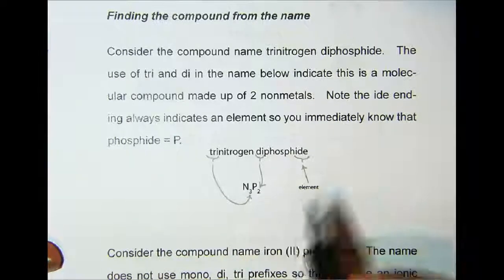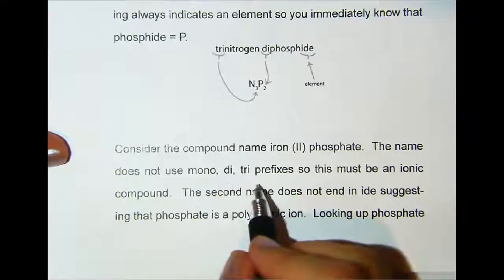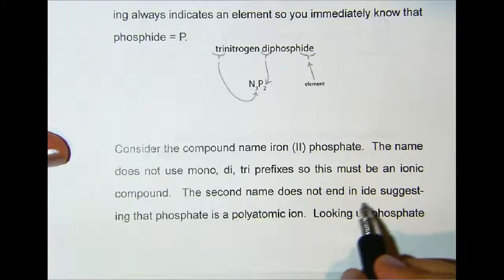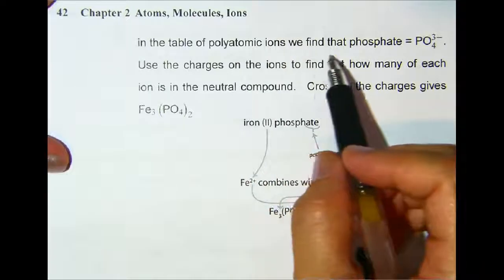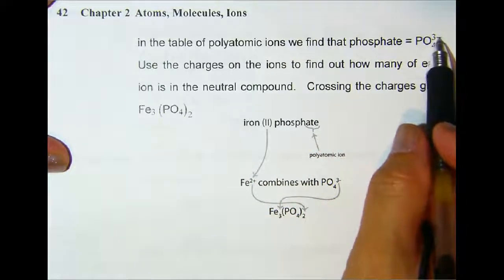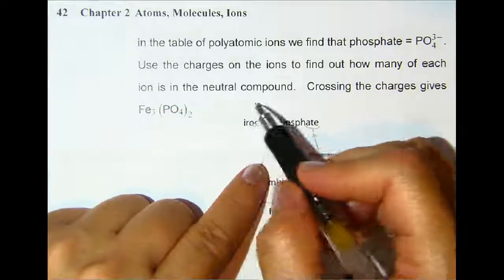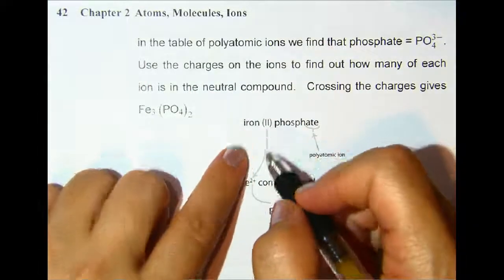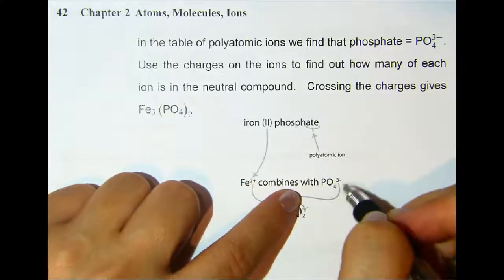for the phosphorus. Consider the compound name iron 2-phosphate. The name does not use mono, di, or tri prefixes, so this must be an ionic compound. The second name does not end in "ide," suggesting that phosphate is a polyatomic ion. Looking up phosphate in the table of polyatomic ions, we find that phosphate is PO4 with a -3 charge. Use the charges on the ions to find out how many of each ion is in the neutral compound. Crossing the charges gives, so we have iron 2, which is going to be Fe with a +2 charge, combining with phosphate, which is PO4 -3.